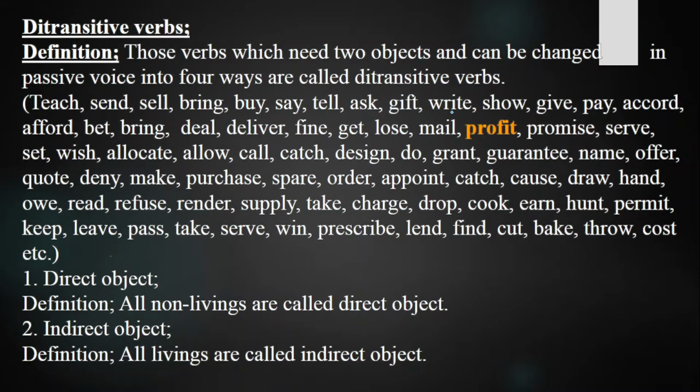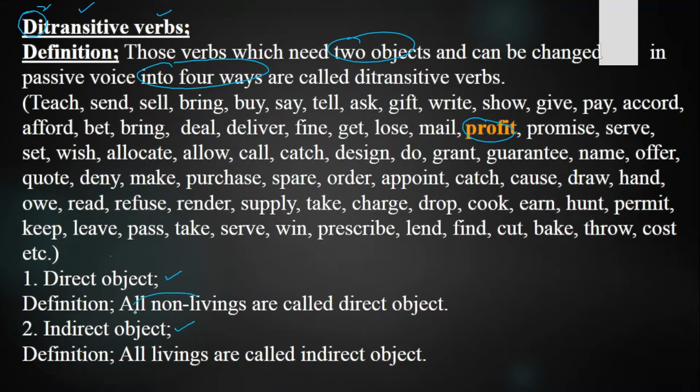Today we will be discussing the ditransitive verb profit from active voice into passive voice. We will have just the definition of ditransitive verb first. You can pronounce it "D" and "die" both. Die means two, and transitive which can be changed into passive voice, and verb which shows an action. So those verbs which need two objects and can be changed into passive voice in four ways are called ditransitive verbs. Ditransitive verbs need two objects, one direct object and one indirect object.